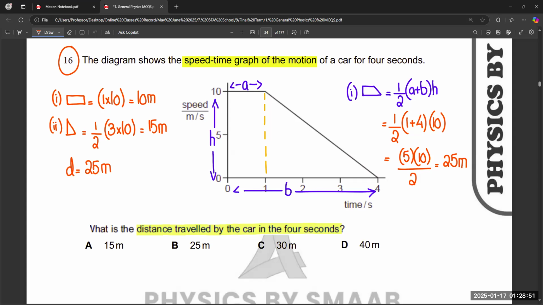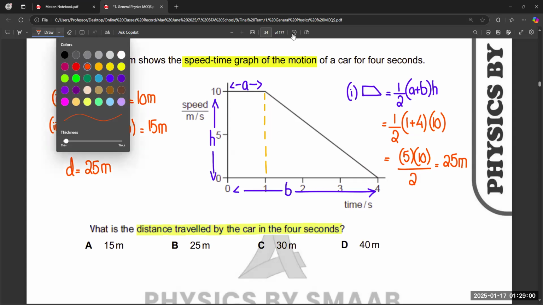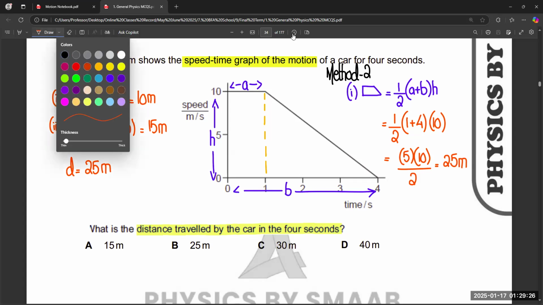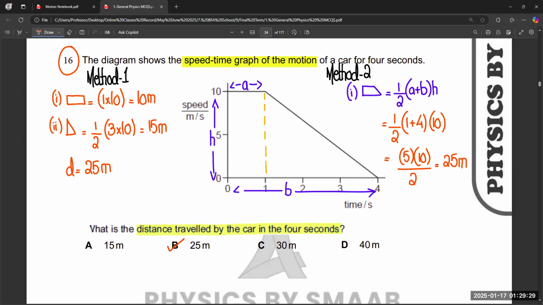Meters. I'm getting the answer 25. So 25 is the answer, and there are two different methods. Either we can use two shapes to solve this graph. This is method 2. So these are two methods, but you are getting the same answer, so it's your choice. Whatever method you want, you can use that method to find your answer.